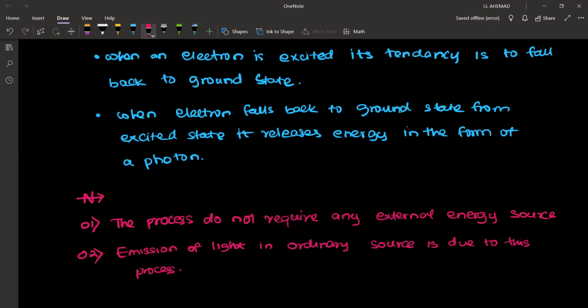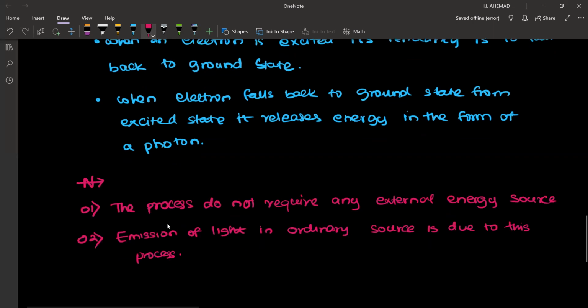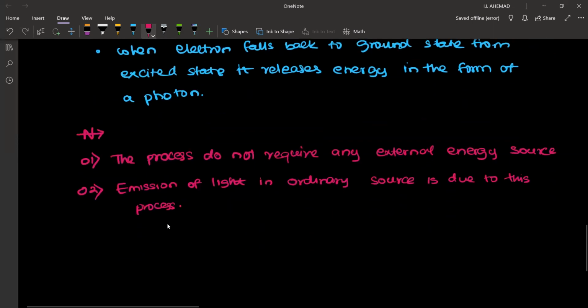Is due to this process. So the light bulbs all around us use this process. We are exciting an electron from ground state to excited state, and we let it fall back. When it falls back, it releases photons. So these photons will give us light.